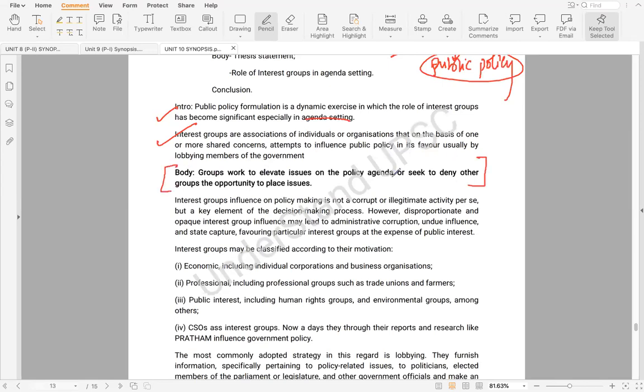Interest groups work to elevate issues on the policy agenda. You can divide it into two parts: how they work for their own agendas, or they seek to deny the other groups the opportunity to place agendas. Interest groups' influence on policy making is not a corrupt or illegitimate activity per se, but a key element of the decision making process. However, disproportionate and opaque interest group influence may lead to administrative corruption, undue influence, state capture, etc., favoring particular interest groups at the expense of the public interest.